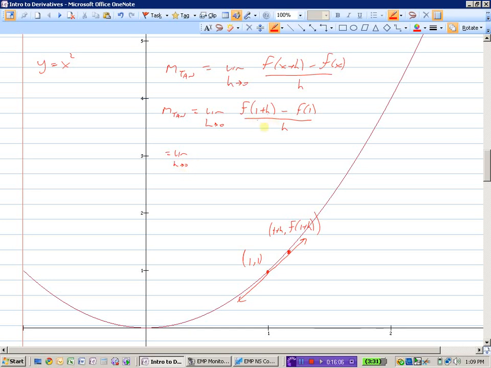F of 1 plus h, how are we going to figure out what f of 1 plus h is? Yeah, there's our function right there, right? Y equals x squared. So f of 1 plus h, that's function notation. Maybe instead of calling it y equals, let's use f of x. F of x equals x squared. So what is f of 1 plus h? Well, we're going to stick 1 plus h in for x. So 1 plus h squared minus f of 1. We would put in 1 for x. 1 squared is 1, over h.